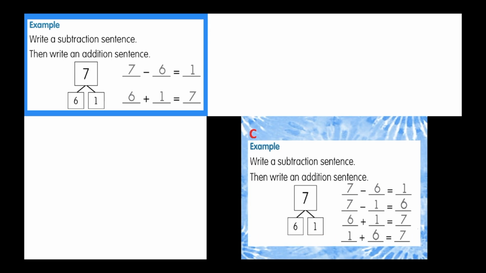I have also shown how I can write the commutative property, or what we call it in my classroom, the flip-flop facts for the addition sentences. As long as the whole is on the side of the equal sign by itself, it doesn't matter the order that your parts are in. Great job on example C.